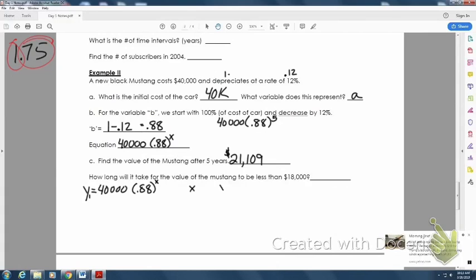And then just go to your table and find the first x value when the y value is less than 18,000, which on this one would be 7 years. Okay. Next unit, and I want you to know this right now, if I ask you to solve for x right now, this is how you're going to do it.